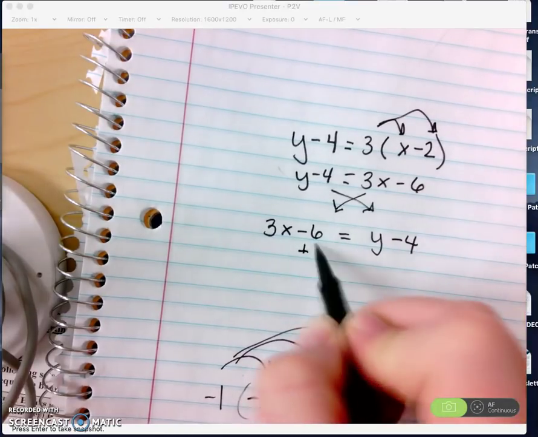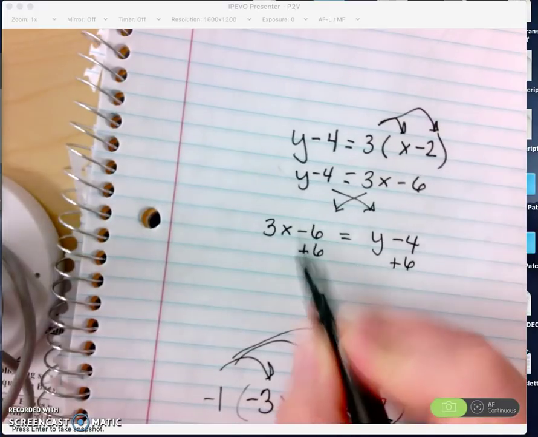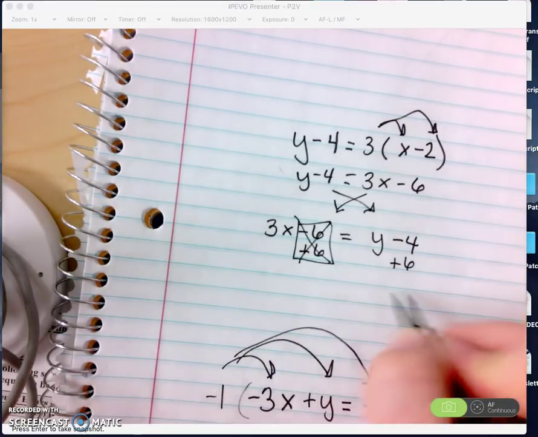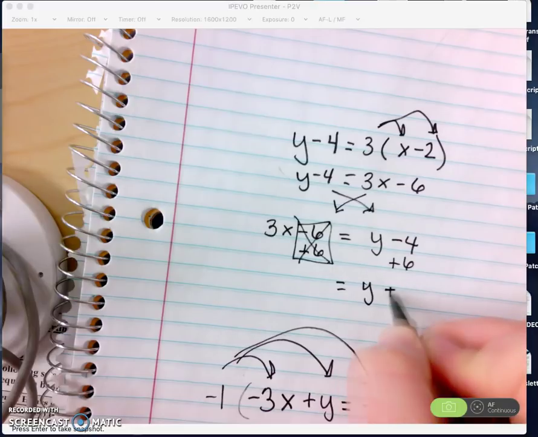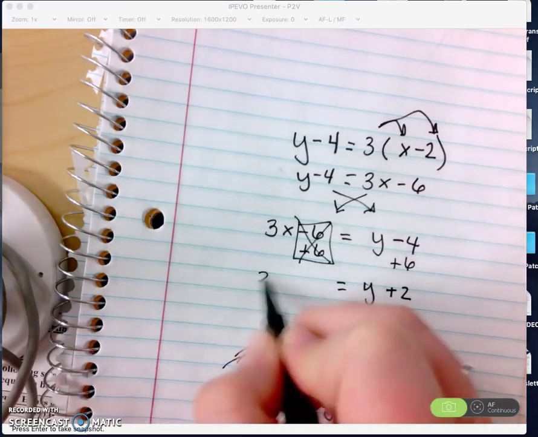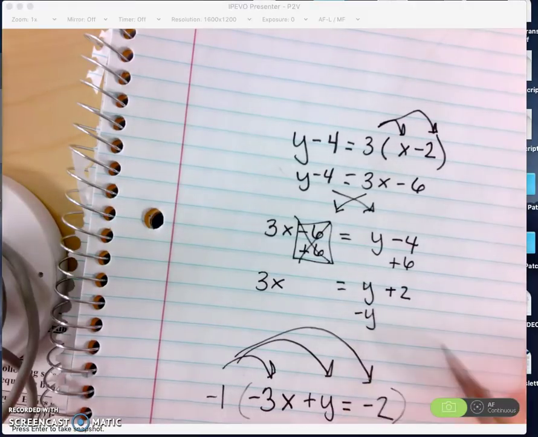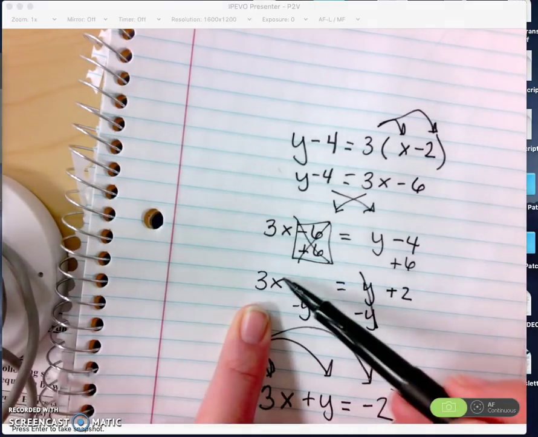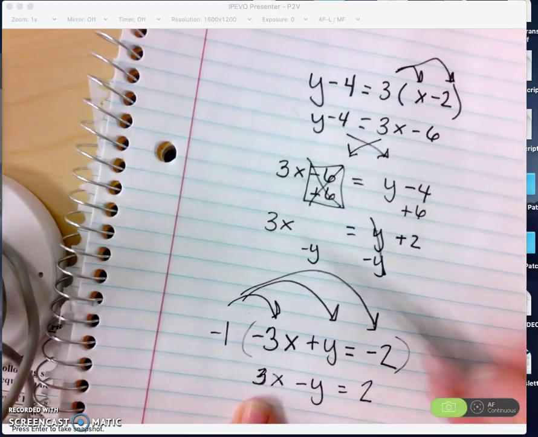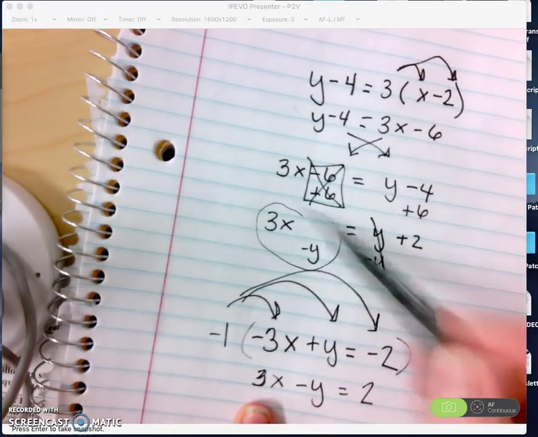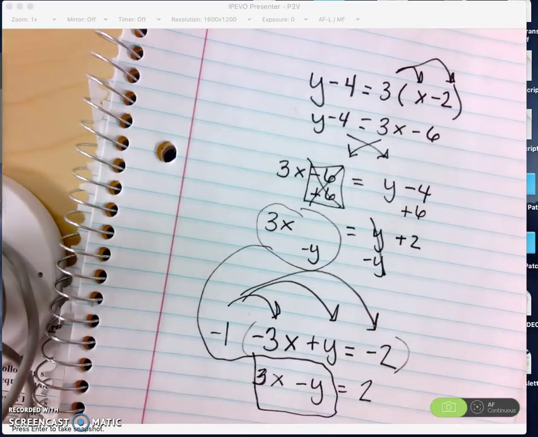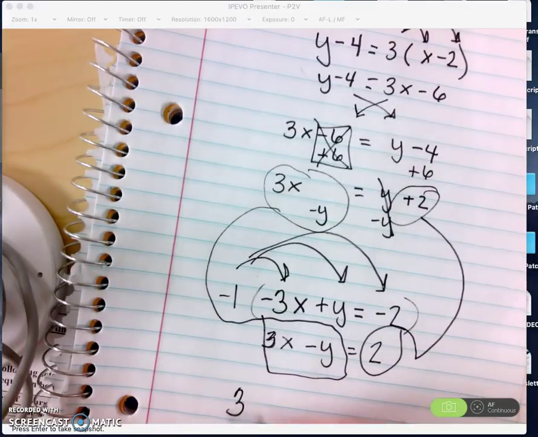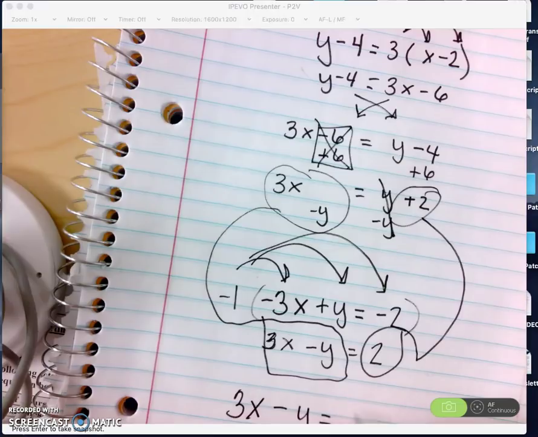So here, add 6 to both sides. I'm going to get rid of my constant here because that equals 0. Negative 4 plus 6 on that side equals y plus 2. And there's just a 3x left over here. Now I need to subtract my y to get rid of that. Subtract y. So now what's left is 3x minus y. Positive 2 stays that positive 2. So rewrite it all nice: 3x minus y equals positive 2.